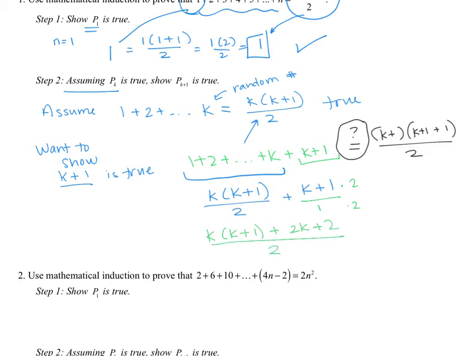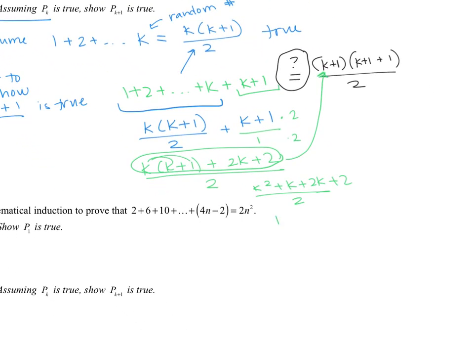2. So we want this to look like that top numerator to prove that it's true, which I realize I just missed out on putting a 1 here. That was k plus 1. So let's simplify the top here of our left side and see what that looks like. If I distribute, that's going to be k squared plus k plus 2k plus 2 over 2. Or in other words, k squared plus 3k plus 2 over 2.